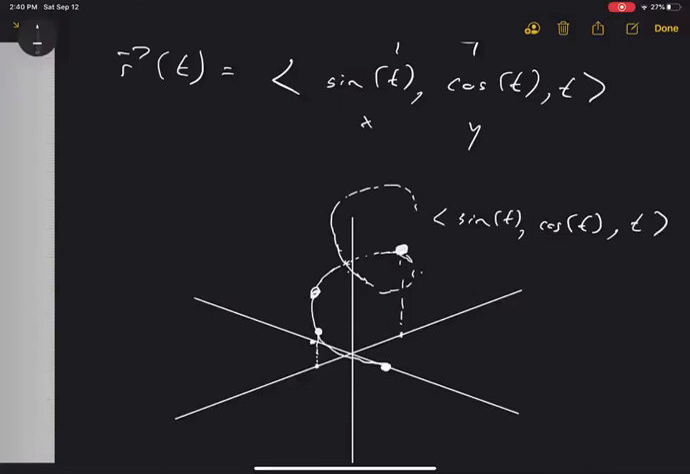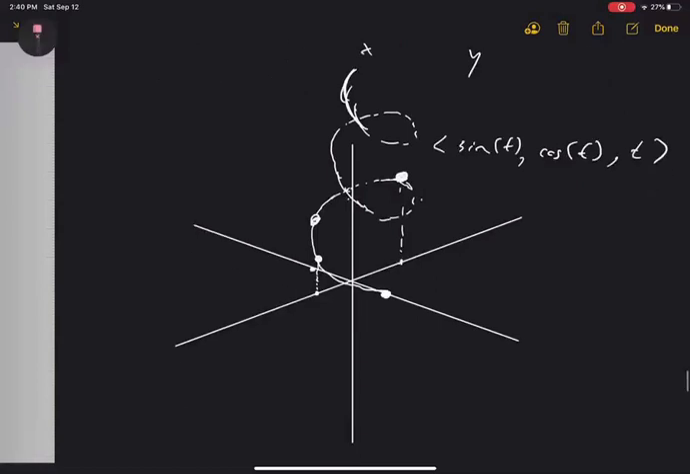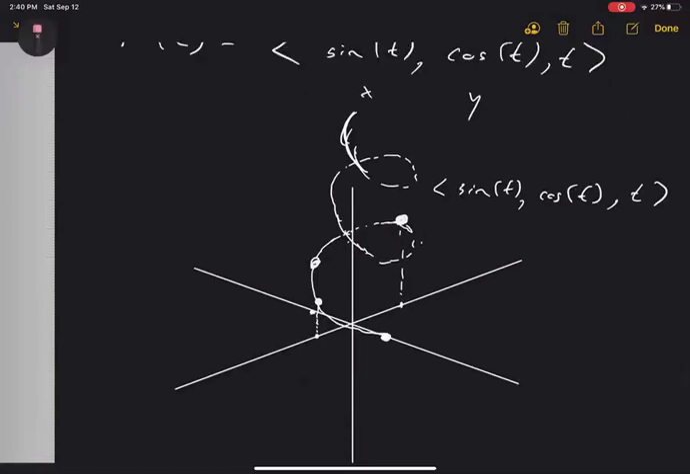That spirals around the z-axis. Okay. So I've drawn this poorly. It gives the impression that these spirals are getting narrower, which is not the case.